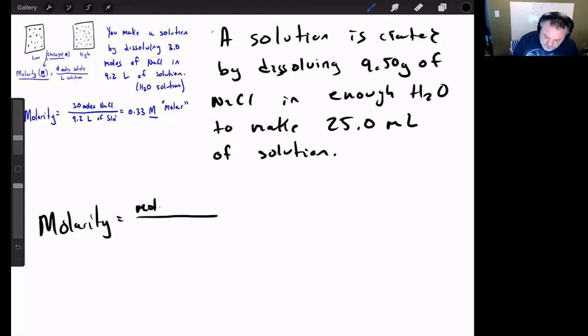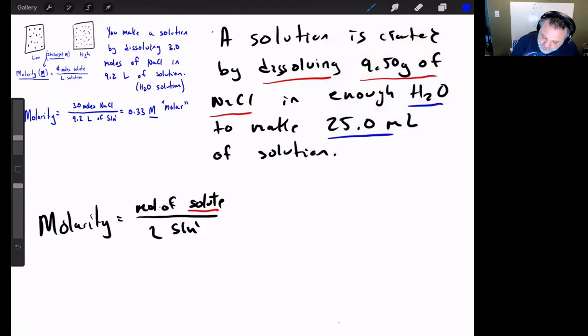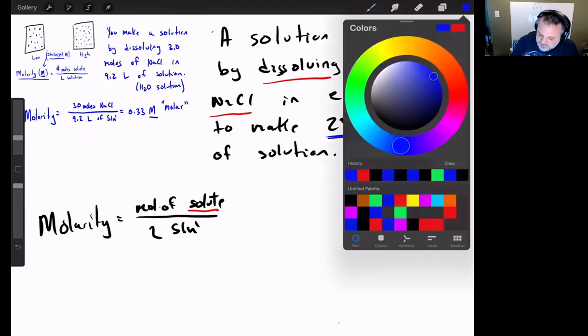moles of solute divided by the volume of the solution in liters. So one of the first challenges you have is identifying the solute and the solvent. Well, I think it's okay here to say pretty quickly that the sodium chloride is what's getting dissolved, so it's got to be the solute, and that the water is going to be the solvent, and I'm going to have as much of it as I need to have a 25 milliliter solution.